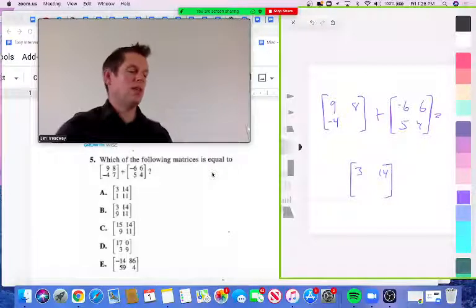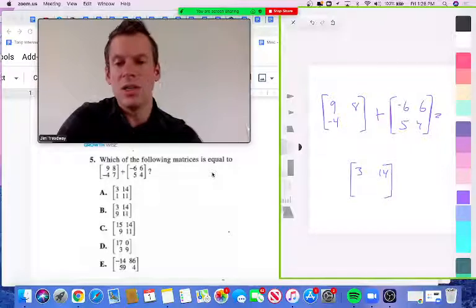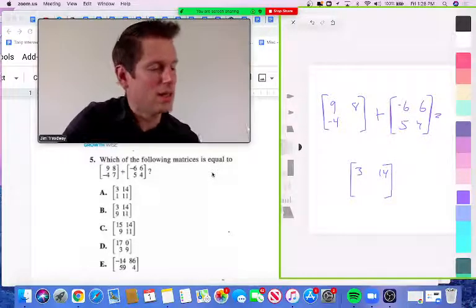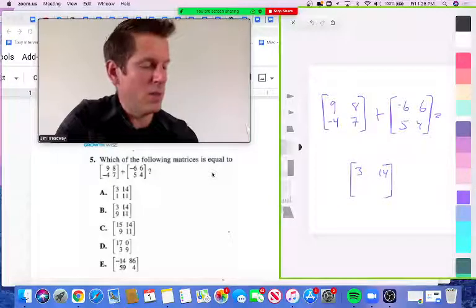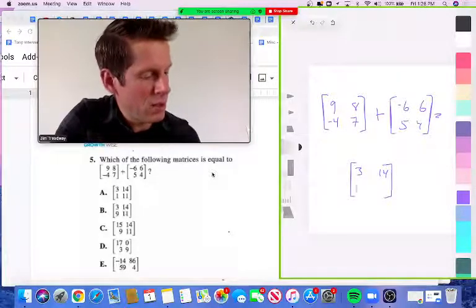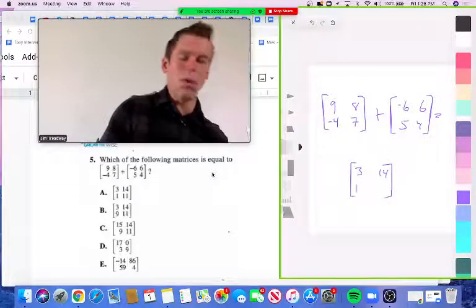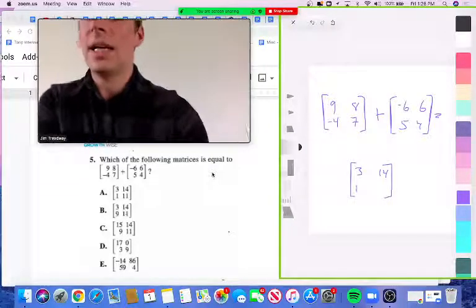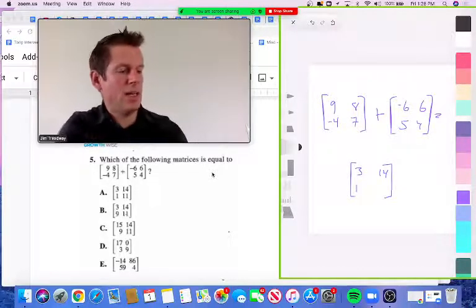And usually with these matrix questions, you only have to figure out like 2 of the numbers, and you already have the answer. In this case, it looks like we'll have to do a third one. We'll do the bottom left number, which will be -4 plus 5, which is 1. And yeah, only A has 3, 14, and 1. And we don't even have to do that last number in the bottom right. We already know the answer. So that is matrix addition.